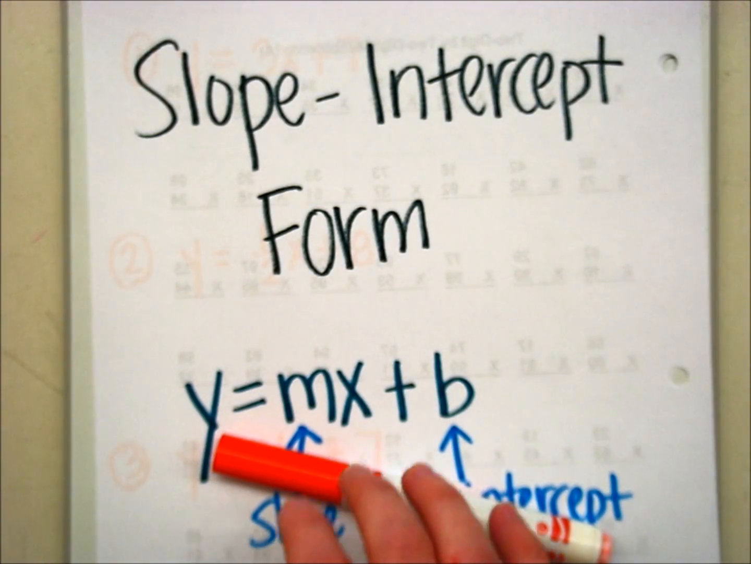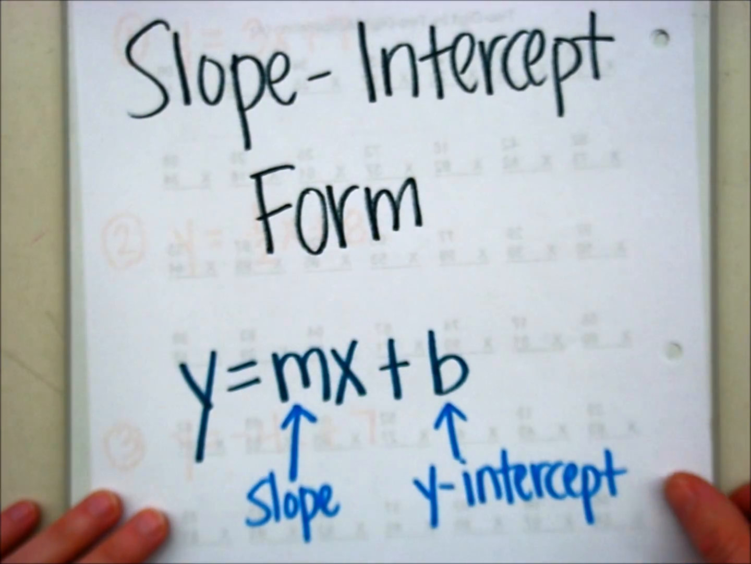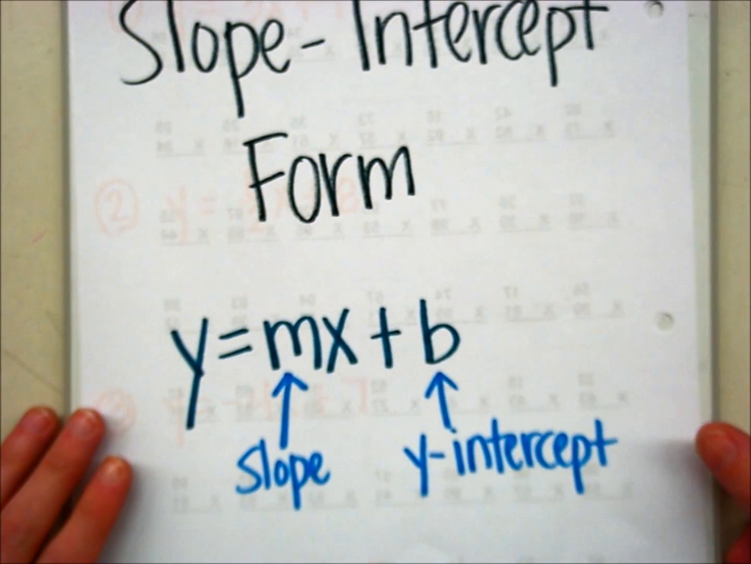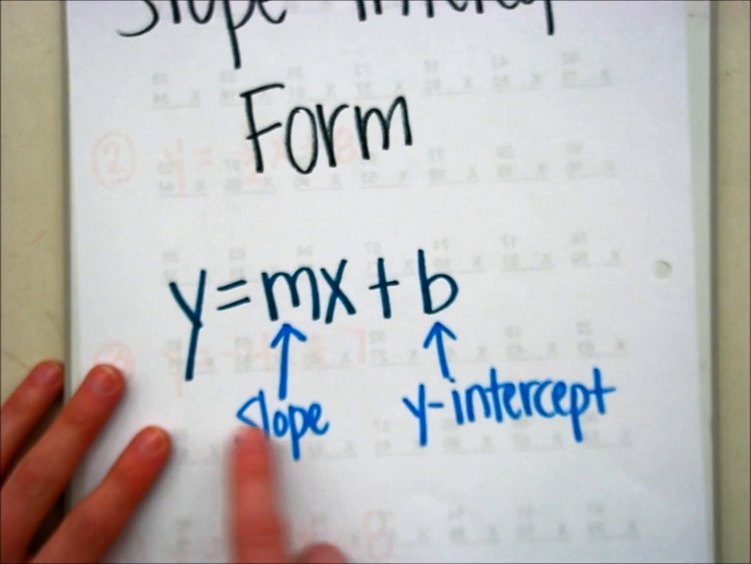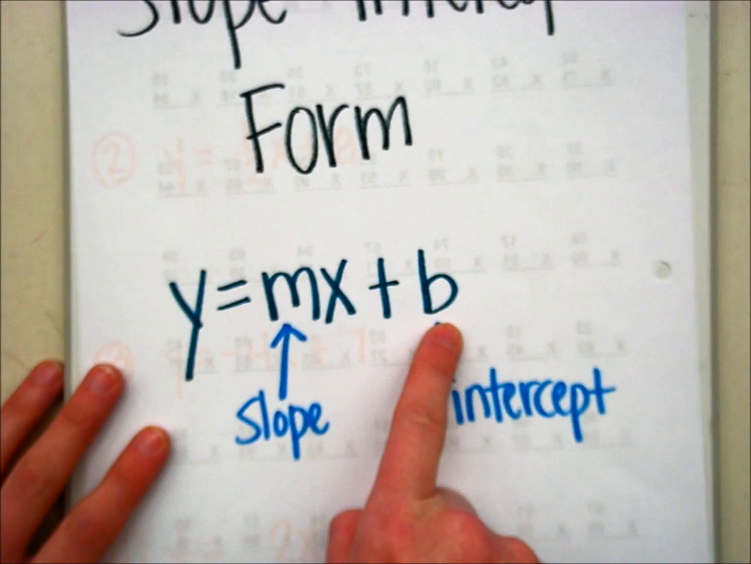Today we're going to learn about slope-intercept form. We're going to learn what it is and how to graph an equation that's written in slope-intercept form. Slope-intercept form is y equals mx plus b.